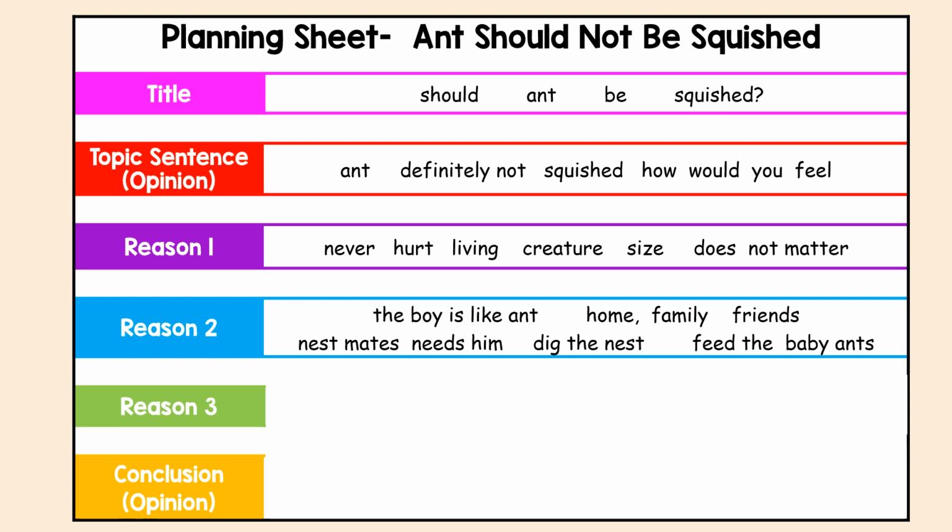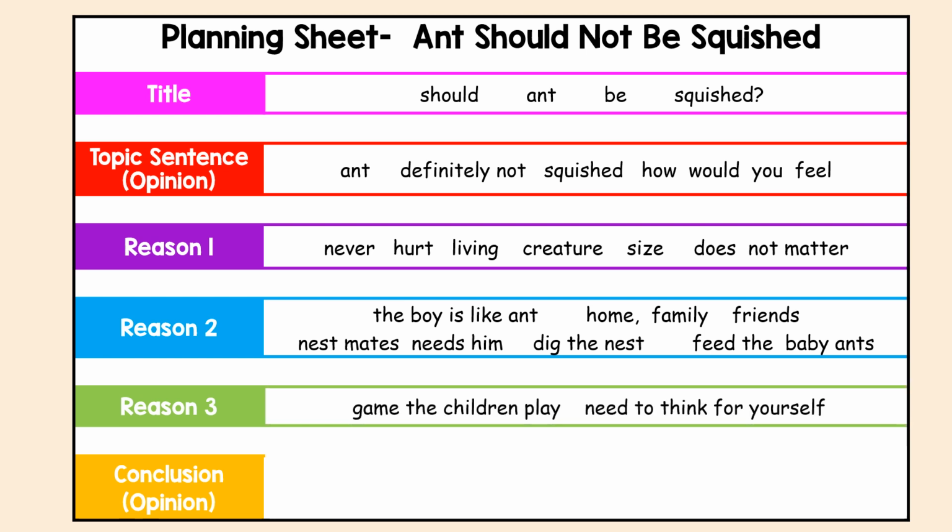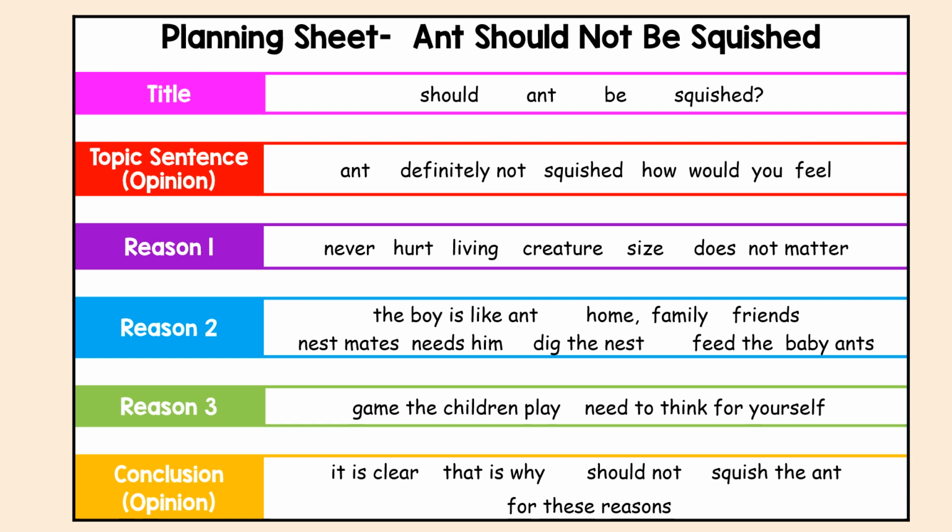My final reason, my third reason, was what the ant said right at the end. He said, you know, even though the kids are telling him to do it, he needs to think for himself and really do the right thing. And then I'm going to finish my conclusion with, it's for these reasons I should not squish the ant. So that's a planning sheet.